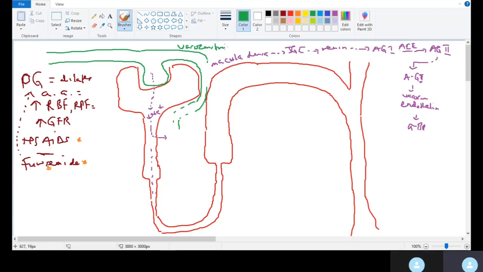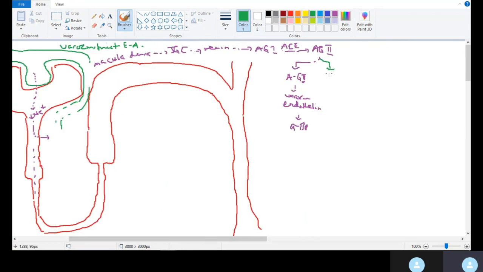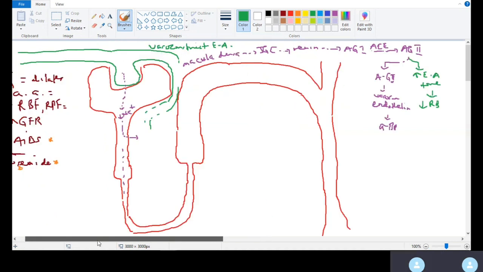It's going to constrict the efferent arteriole. When AG2 constricts the efferent arteriole, what do you think will happen to renal blood flow? So we're looking at the effect of AG2 now on the efferent arteriole. It constricts. It's going to decrease renal blood flow, because we now have like a back pressure. Does this make sense?